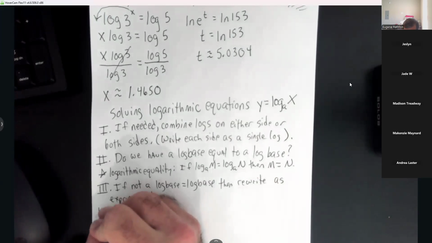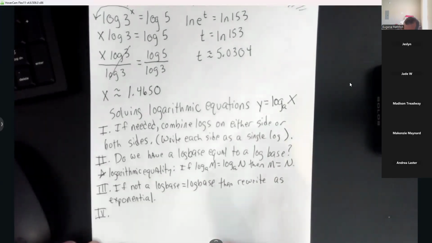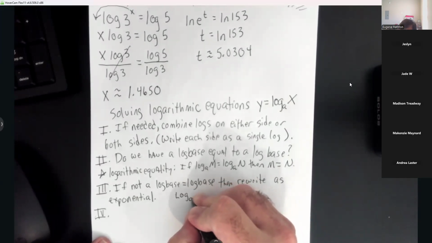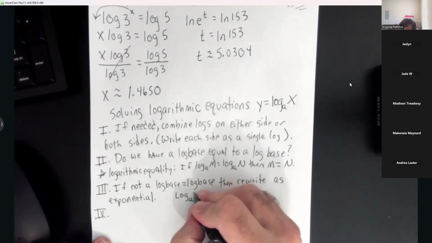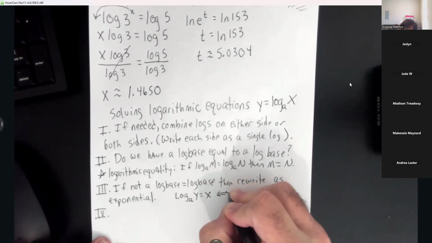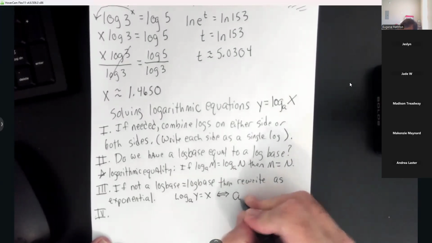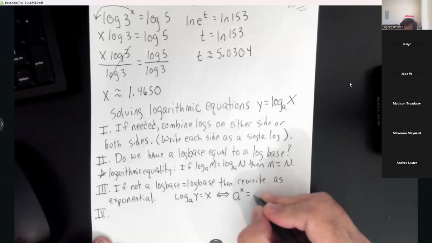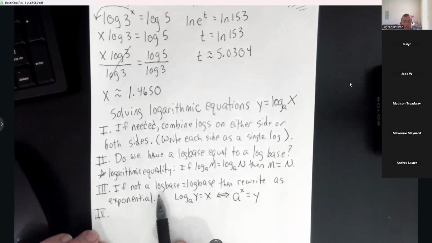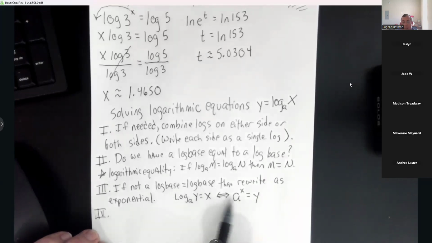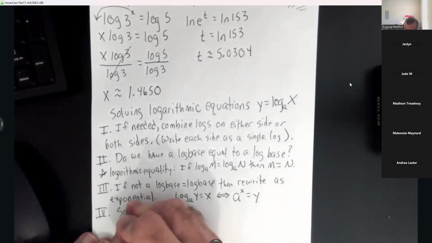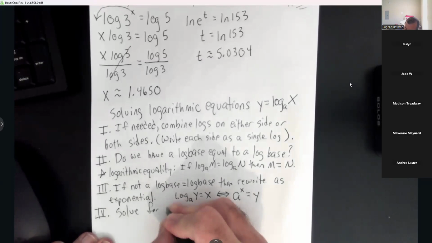Now, y'all, let's see at that point. So let me just write this. Log base A of y equals x if and only if A to the x equals y. So I'll use this conversion to rewrite these log equations as exponential, okay? And at this point, solve for the variable.